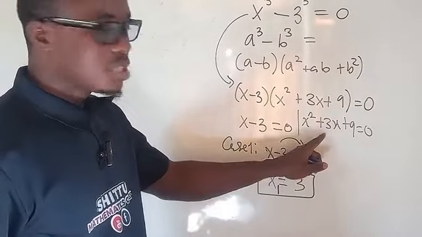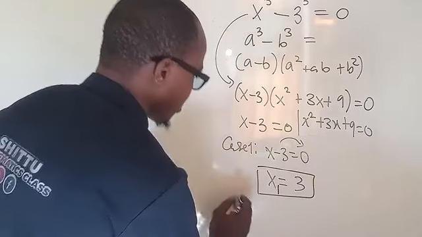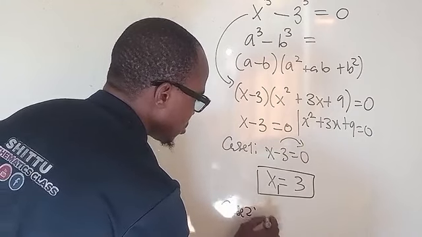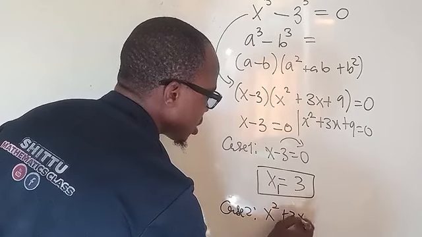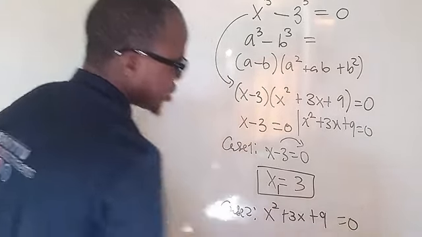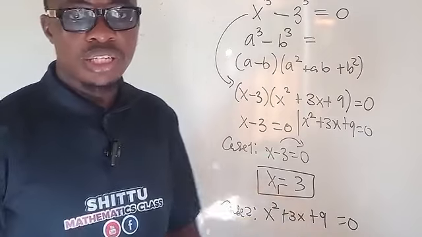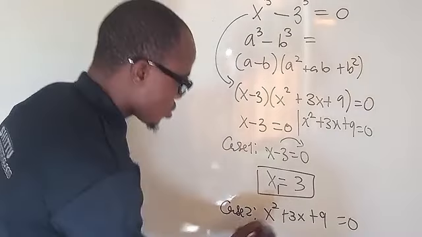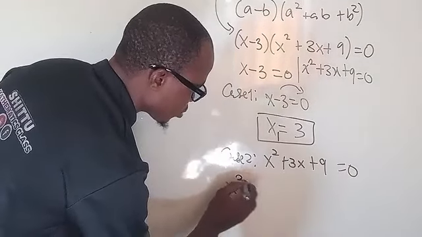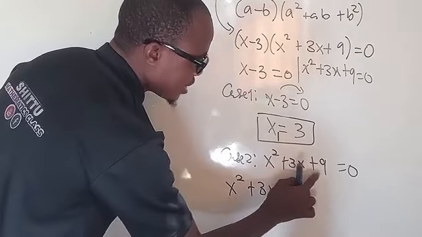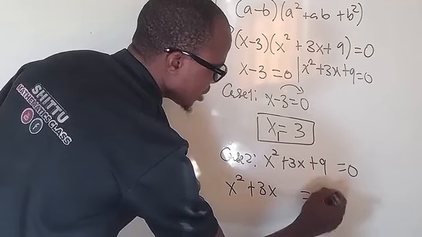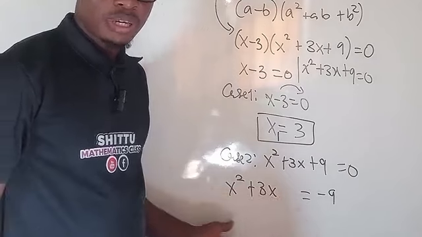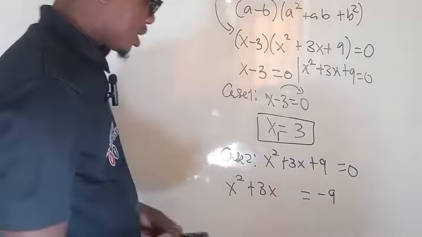Now let's pick the second, that is case 2, which is x squared plus 3x plus 9 equals 0. You can see that this is a quadratic equation, and let's try to use the completing the square method here. We have x squared plus 3x. Let's transpose this 9 to the other side, so we're going to have minus 9. Therefore, we are going to add something here that will make the left hand side a perfect square, and that is what?